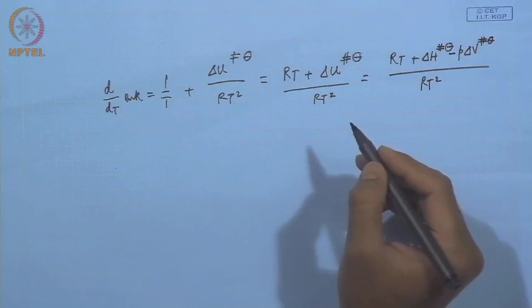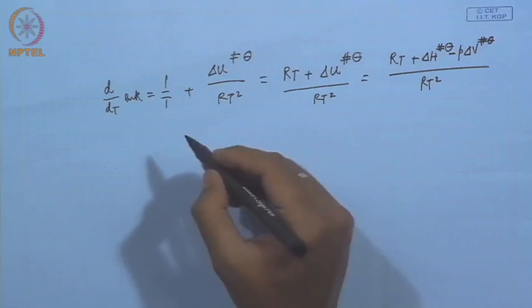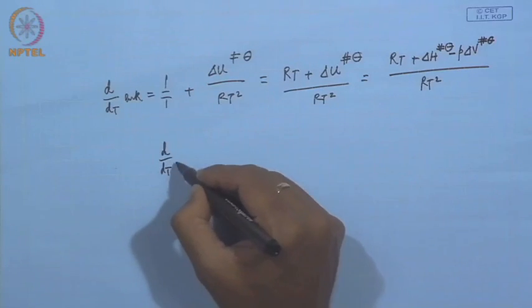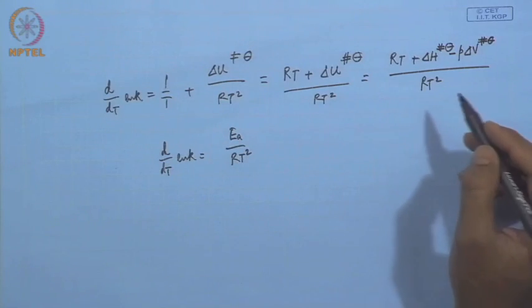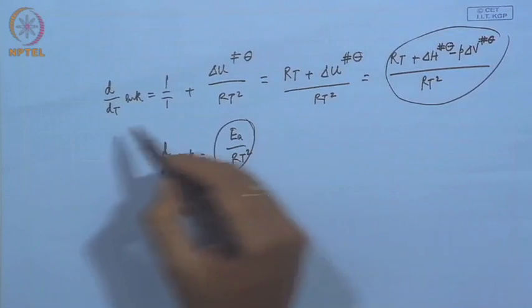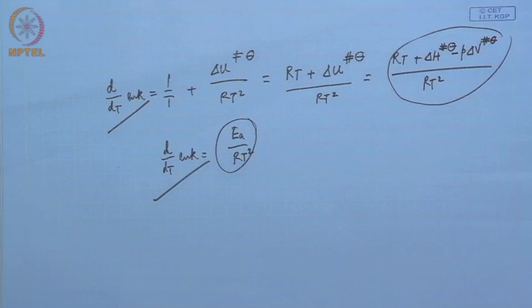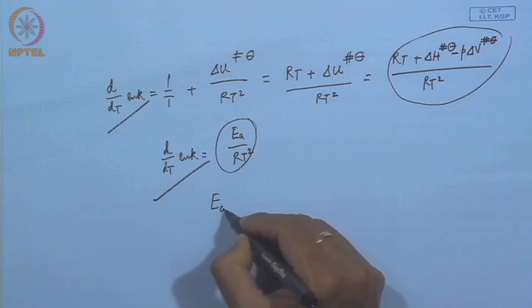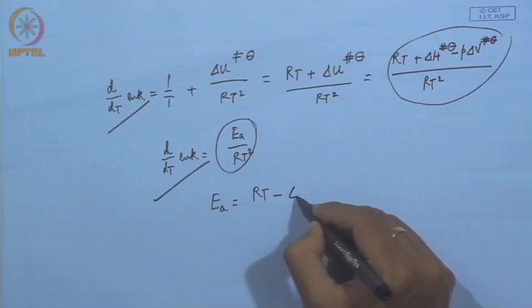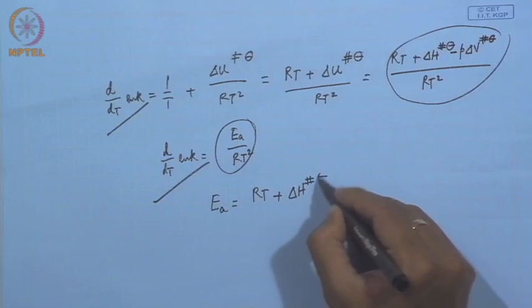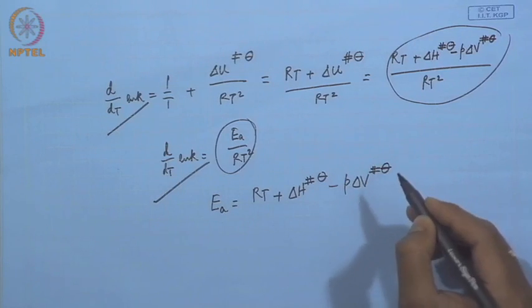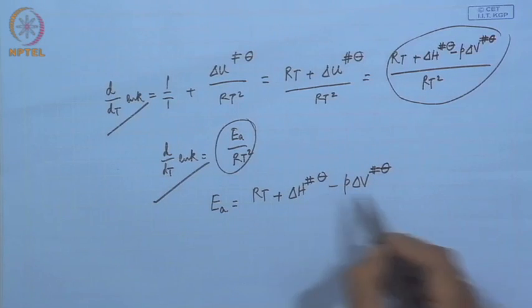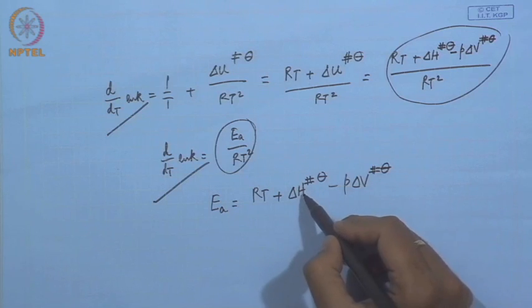Okay. So, now let us write the well known, all of us know this Arrhenius equation, d/dT of ln k is equal to EA by RT square. So, now we are in a position to compare this with this one, because the left hand sides are identical. So, what do we get? That EA is equal to RT minus delta H plus delta H double dagger 0 bar minus P delta V. Okay. So, this is enthalpy of activation, this is volume of activation, standard volume of activation, this is standard enthalpy of activation.